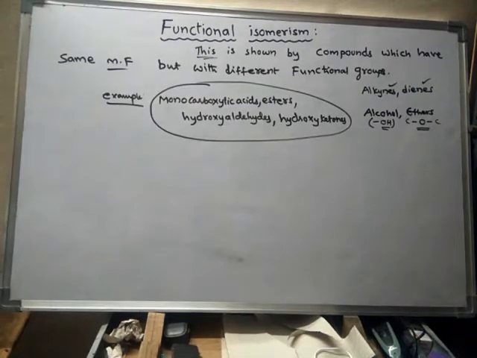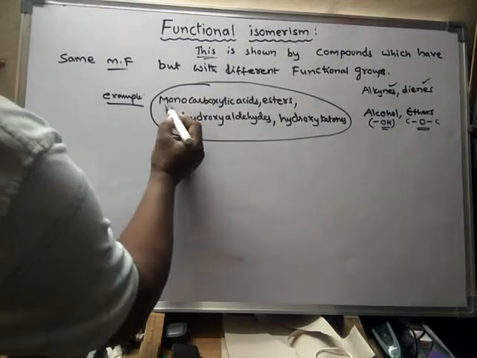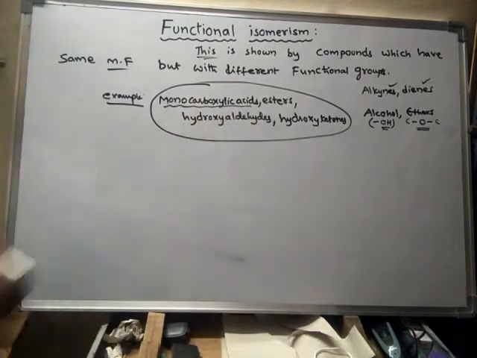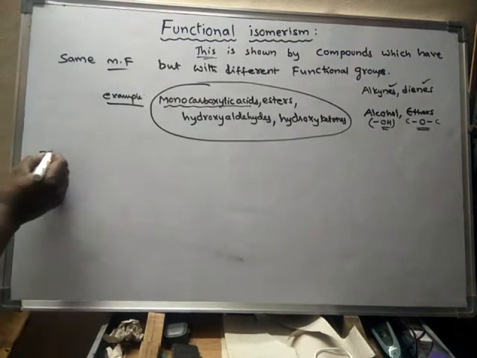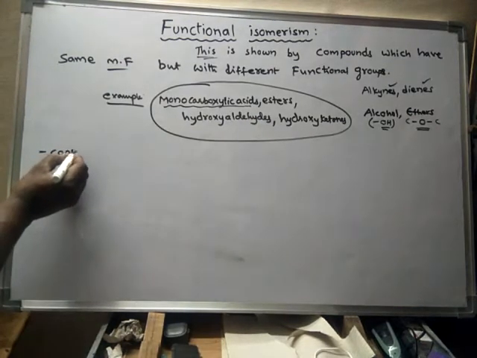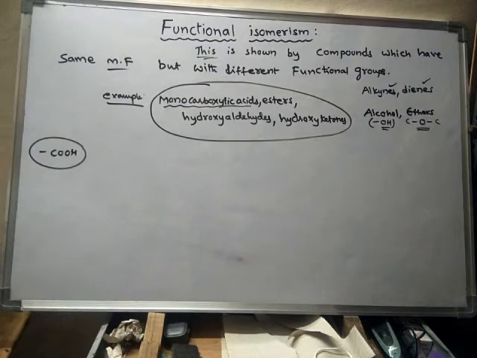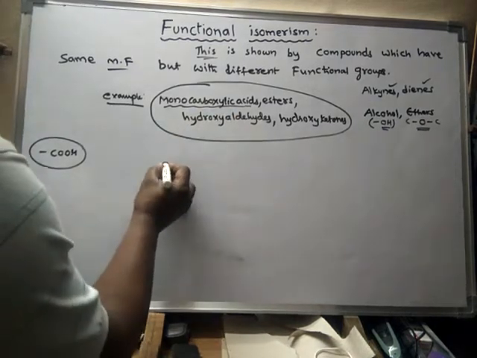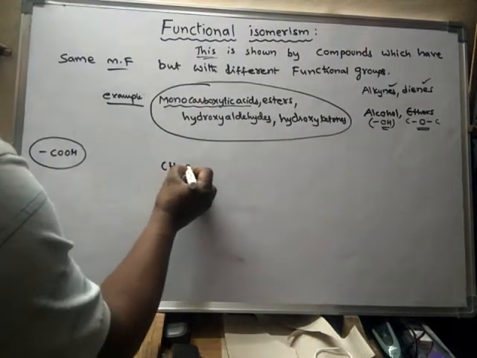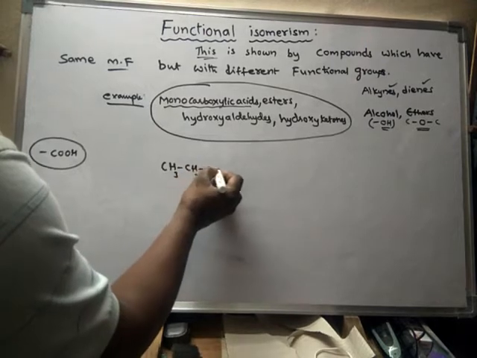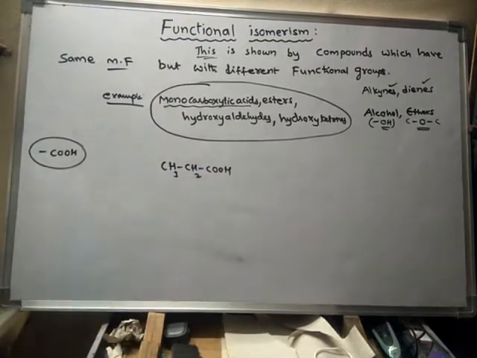For example, monocarboxylic acid. What is the meaning of monocarboxylic acids? One COOH group is present. If only one COOH group is present, then such a compound is said to be a monocarboxylic acid. Let us take an example. CH3CH2COOH. So this is called propanoic acid.